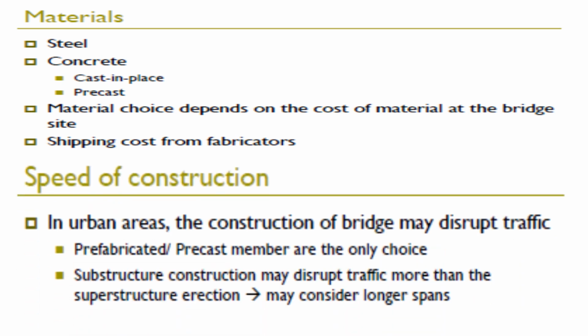And for the speed of construction, like for example in urban areas, the construction of bridges may disrupt traffic. That is why we have to consider the following. Prefabricated or precast members are the only choice. Second one, substructure construction may disrupt traffic more than the superstructure erection. May consider longer spans.